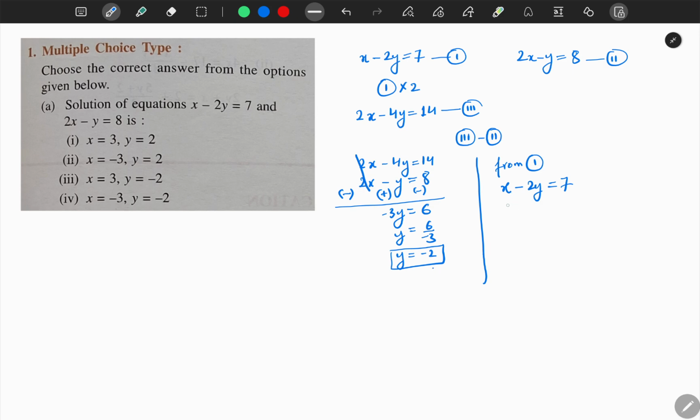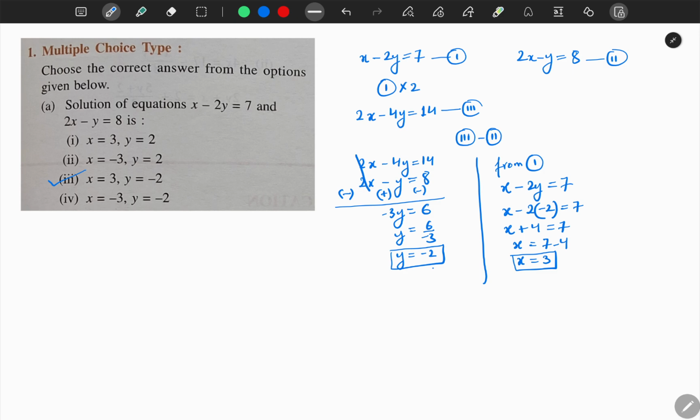So x minus 2 into the value of y, which is minus 2, equals 7. So x, minus into minus is plus, and 2 into 2 is 4, equals 7. Then plus 4 here, it is in addition, goes there in subtraction. So x equals 7 minus 4, that is x equals 3. So x equals 3 and y equals minus 2. Option number 3 is correct.